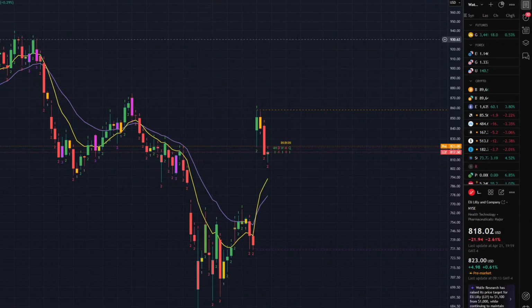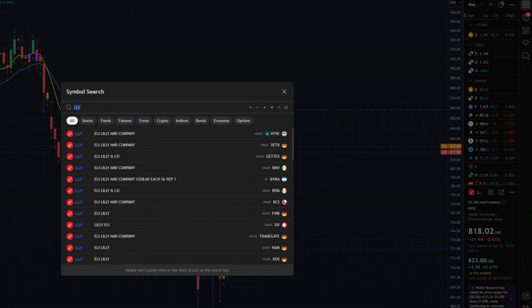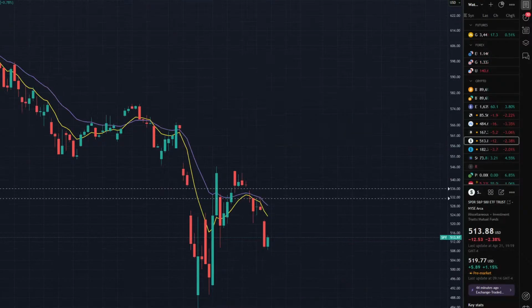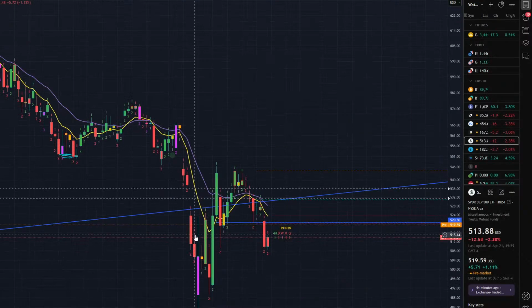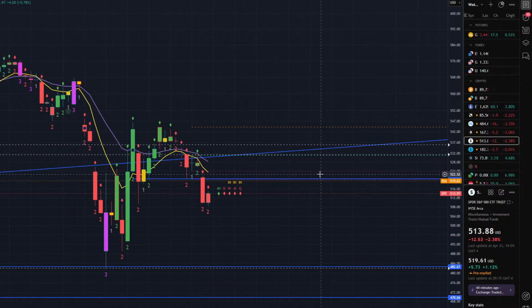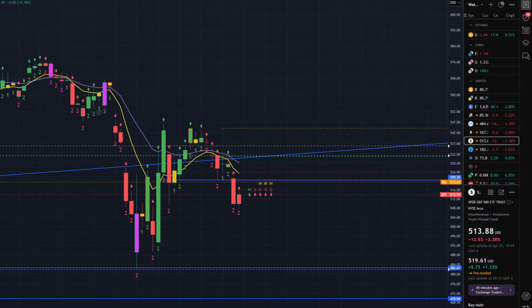I'm about to go over what I'm looking at. Here we go. Let's go ahead and get started on SPY, just like an overview of the overall market. Let me know if you can see this okay.